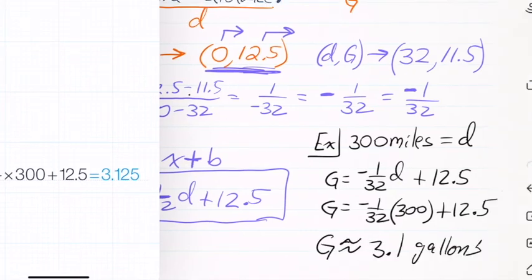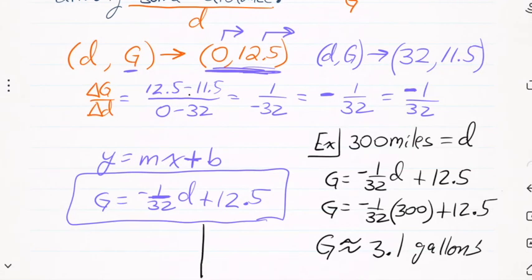Now, I did this earlier. I put 600 miles in there. And what happens is you end up with negative gallons, which doesn't make any sense. So there is another idea of when does the car run out of gas, and that becomes known as the x-intercept, well, in this case, the d-intercept.